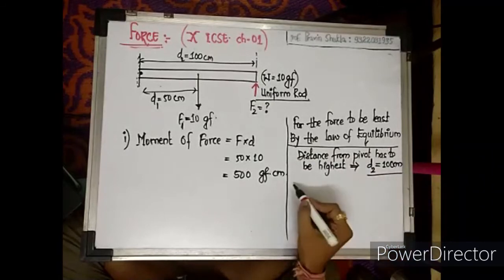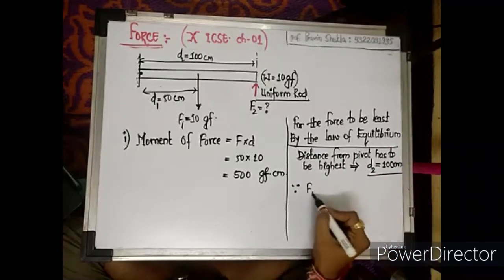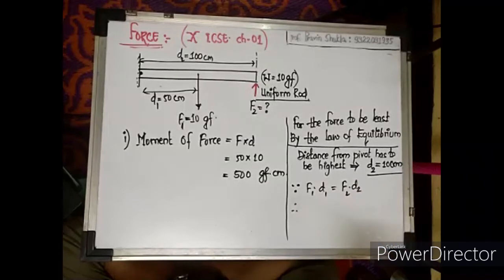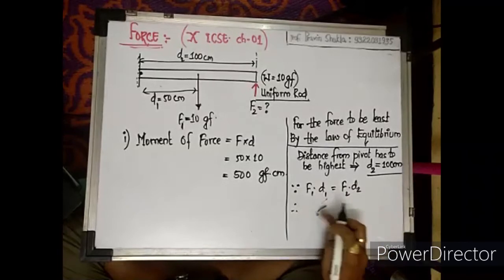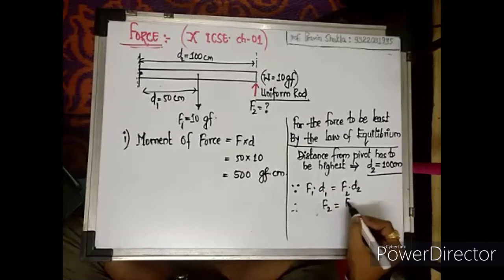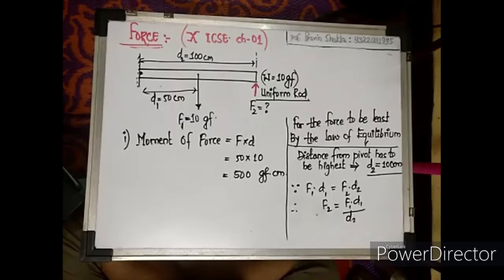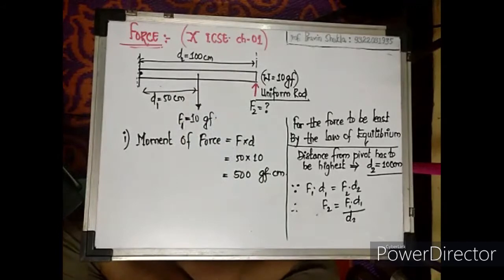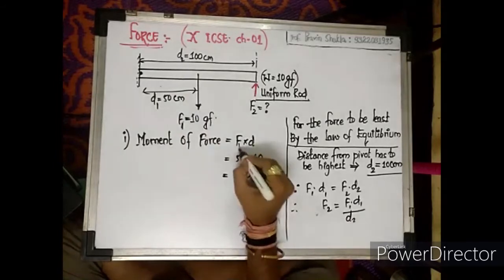Clear है ना? Since F1 D1 is equal to F2 D2, therefore you require F2. I'm so sorry, you require F2. So F2 is equal to F1 D1 upon D2. Just substitute and get the answer quickly. You have got F1, F1 is here, D1 is here, D2 is here. Just substitute and get the answer. And tell me how much it is going to be. You already know F1 D1.